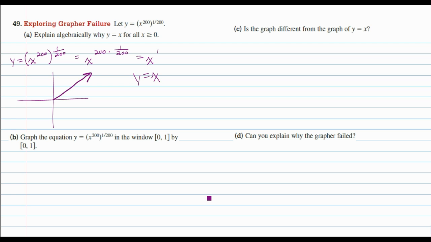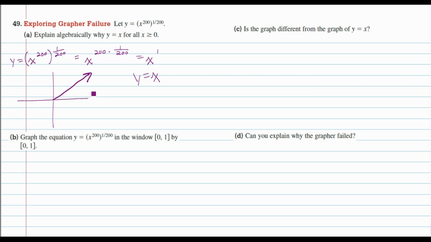The now try problem for example 9 talks about grapher failure. So the first part asks us algebraically to explain why y equals x is the same as this more complicated y equals x to the 200th to the 1 over 200th, for all x greater than or equal to 0. So basically, when you have a power to a power, you multiply the two exponents, which simplifies to x to the first. So that should equal y equals x for any x's greater than or equal to 0. In other words, any positive values or equal to 0 to the right side of the y-axis here.